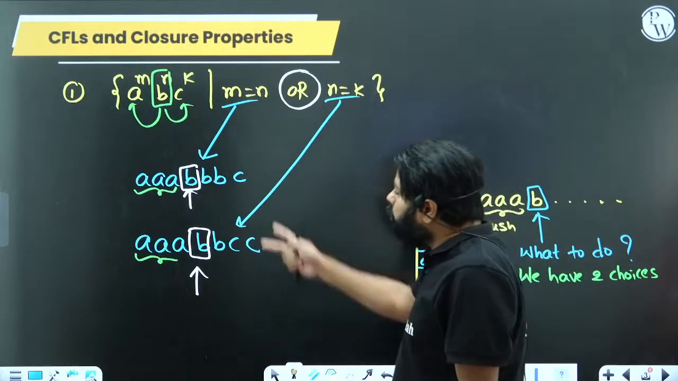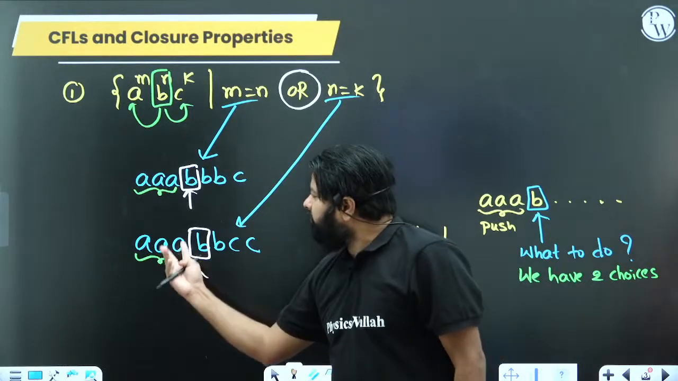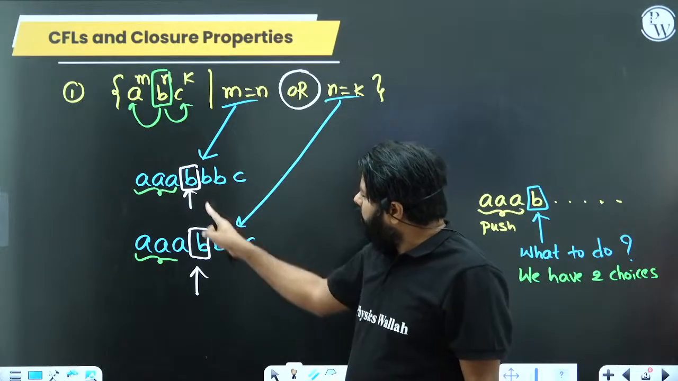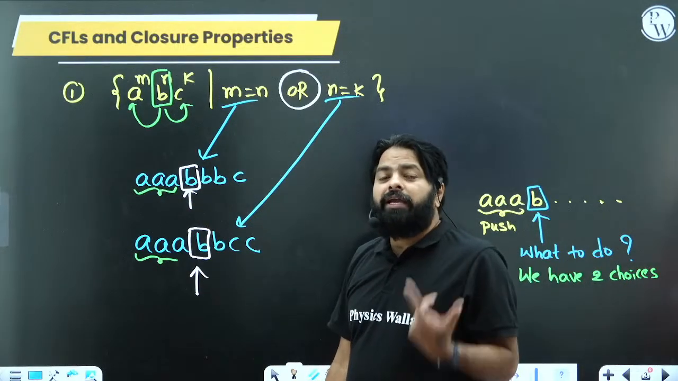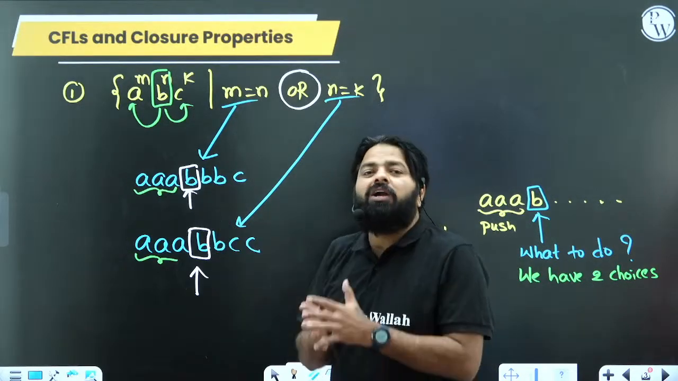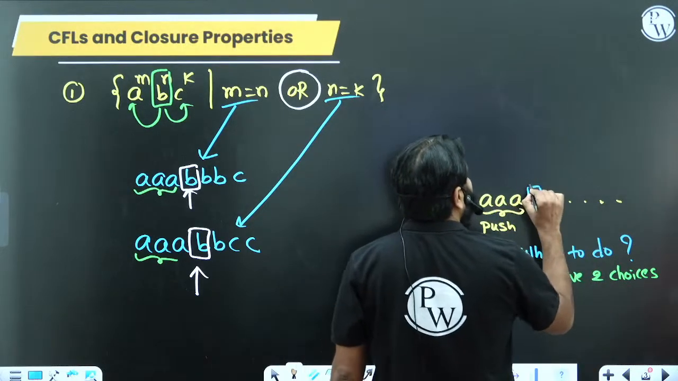Now, to accept these valid strings, there are two valid strings. You see in the first two, the first three A's in both the strings are the same. Now for this B, I need to take a deterministic choice, but it is impossible. So we have a non-deterministic choice. For this B, we have two choices.